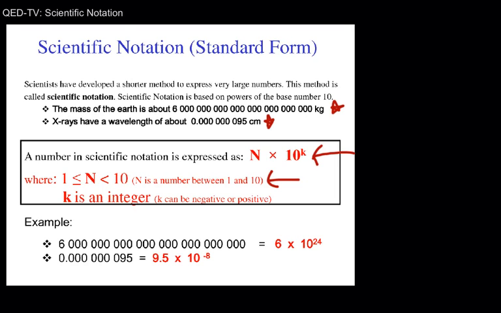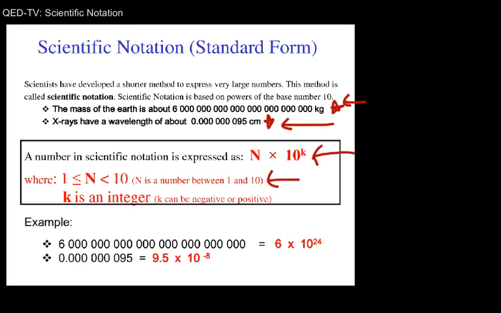If you're going to have a measurement like the mass of the Earth here that's greater than 1, you're going to have a positive k value. If you have a measurement that's less than 1, you're going to have a negative k value.